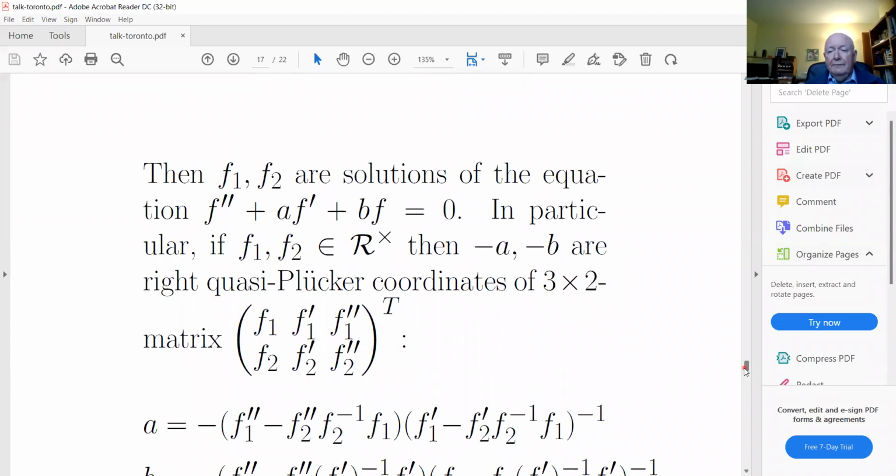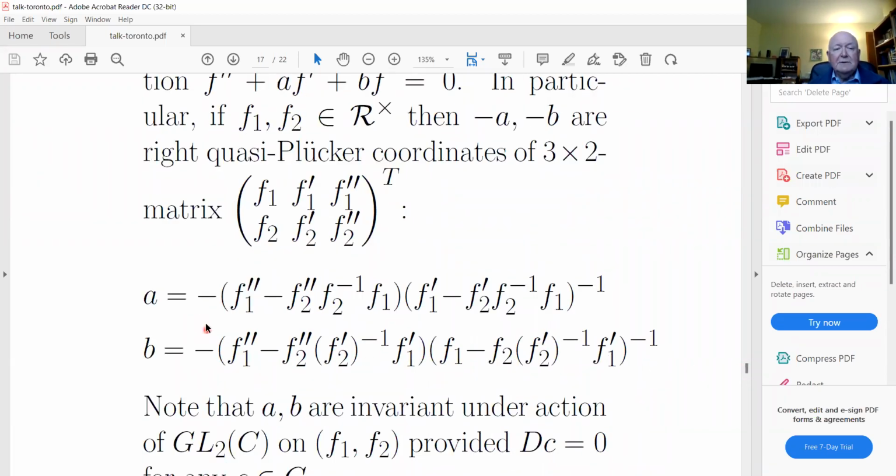And I will write you the formula. Since these are right quasi-Plücker coordinates, the inverse goes not to the left, but to the right. So those are the formulas. May I ask a question? Yes, please. Is it like Cramer's formulas for determining the coefficients? Yes, non-commutative Cramer's formula, exactly. Yes, it was done in this way. Thank you.